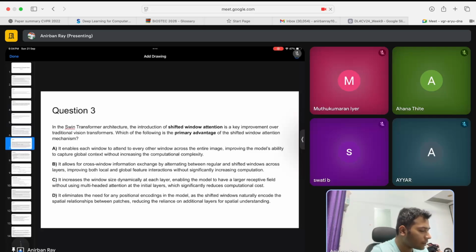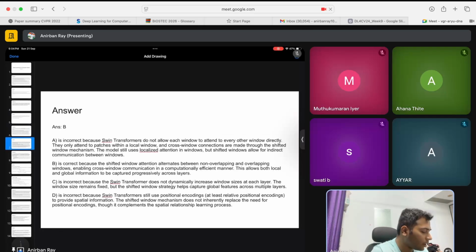So A is the answer, I think. B is the answer. Okay. From shifted window attention alternates between non-overlapping and overlapping windows. Okay, that is what they say. Actually, it does not allow to attend to every other window directly. Okay, this is the thing.